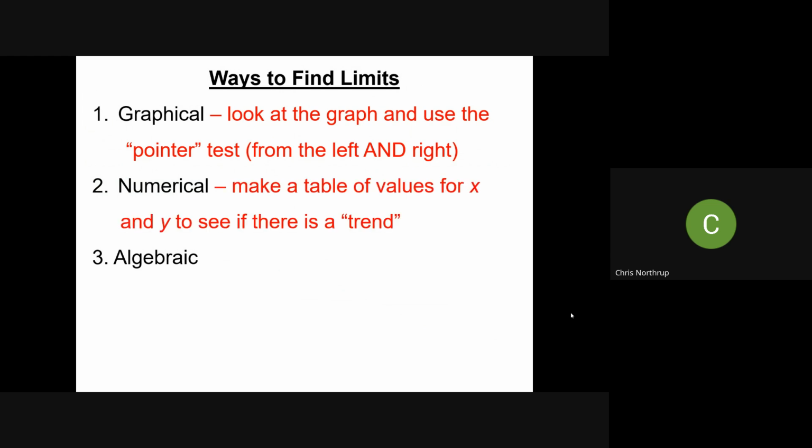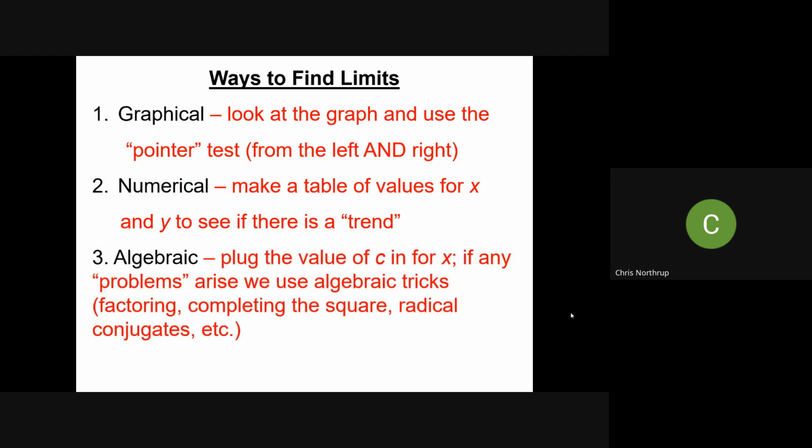My second way is called numerical. This is a lot of number crunching. I would make a table of x and y values, like we often do when we're graphing a function. And I would try to see, is there a trend? If so, that's my limit. If not, I say the limit does not exist.